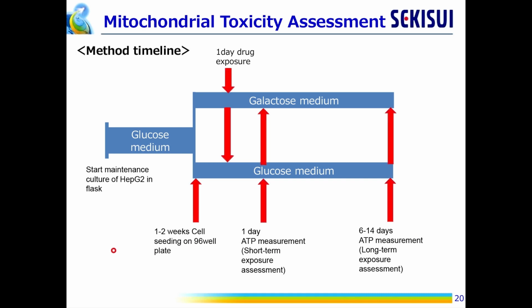This slide shows a timeline of the experiment. At first, we culture HepG2 cells with glucose medium in a flask. Then we seed cells into a 96-well plate with glucose or galactose-rich medium. For the next step, we expose them to the test article and incubate for 24 hours, then conduct ATP measurement.